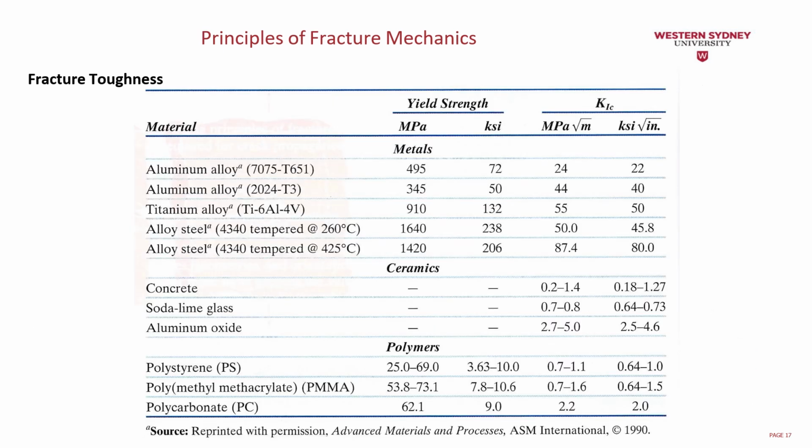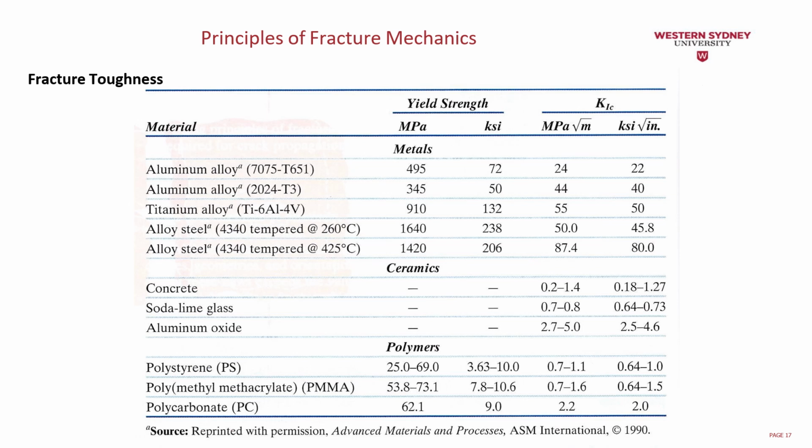The fracture toughness for different materials can be shown in this table. We have it for materials like the ductile materials, such as aluminum alloys, titanium alloy and alloy steel. We have it for the ceramics like concrete, soda lime glass, and aluminum oxide. And we also have it for the polymers.